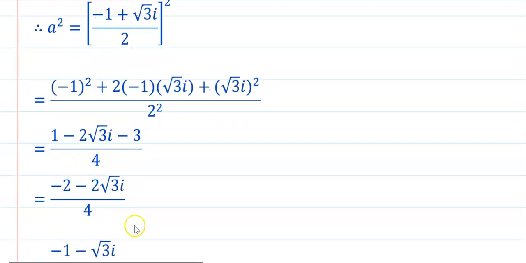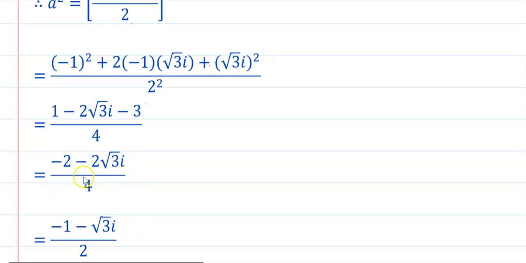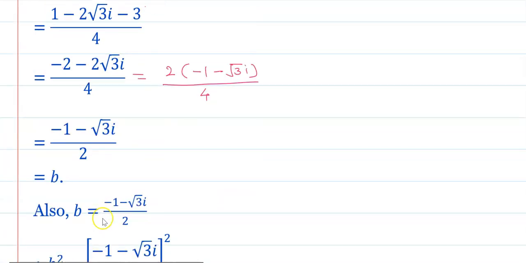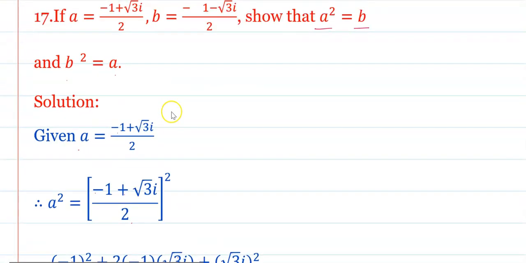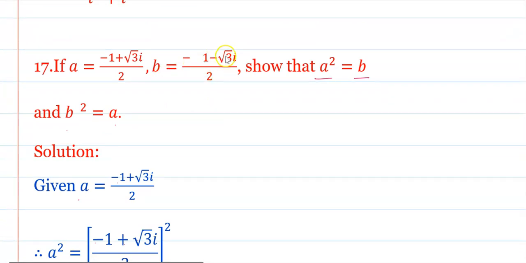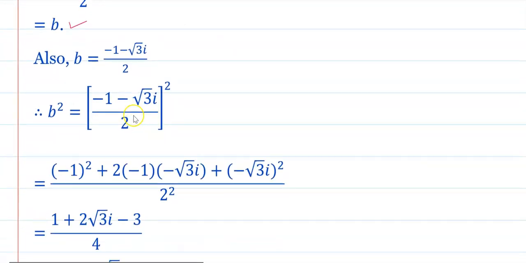Okay. Take this 2 as a common, then you can have this. If you take 2 as a common, then you are getting minus 1 minus root 3i upon 4. And then this 2 ones and 2 twos are 4. Therefore, you are getting minus 1 minus root 3i upon 2. And this is nothing but the B. See this here, B. What is the value of B? B is minus 1 minus root 3i upon 2. And this is the B.